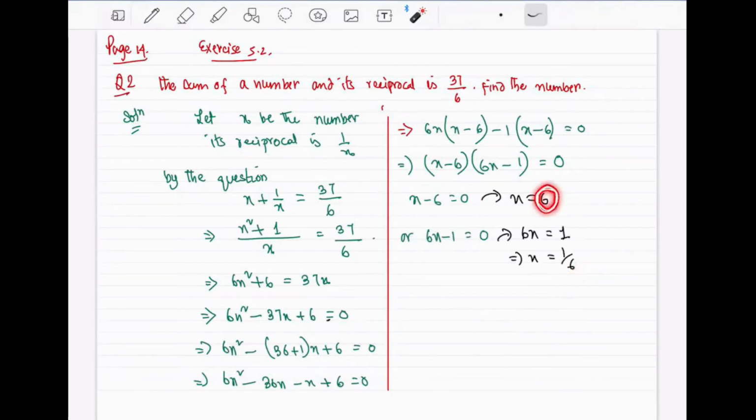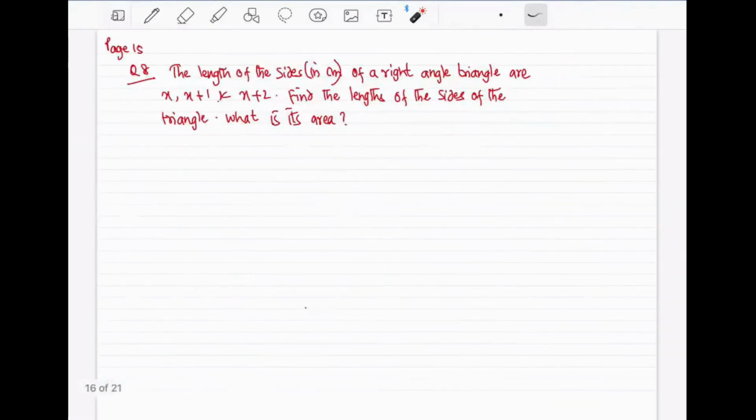Okay, so what does the question want? Find the number. So either take this or this. So therefore, the number is either 6 or 1 by 6. We are putting both of them. Very easy and simple. This question can be made as a 3-mark question in your examination. All right. Okay, now let's move to the next question, question number 8.